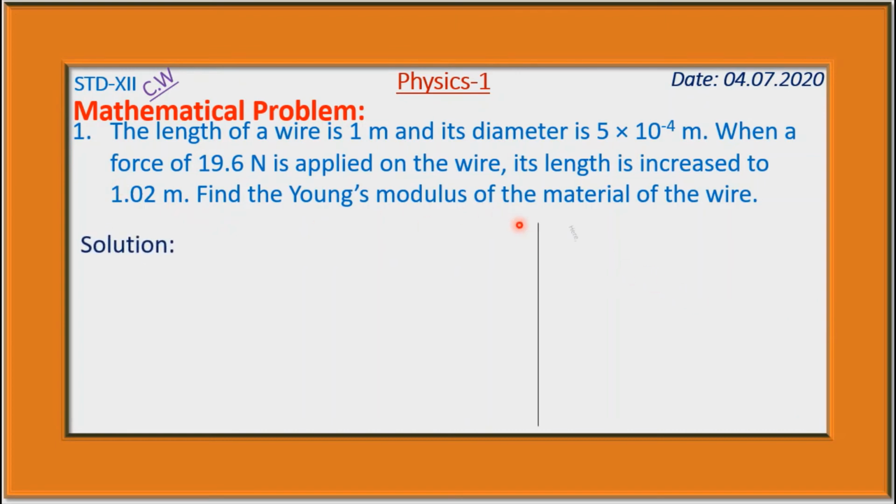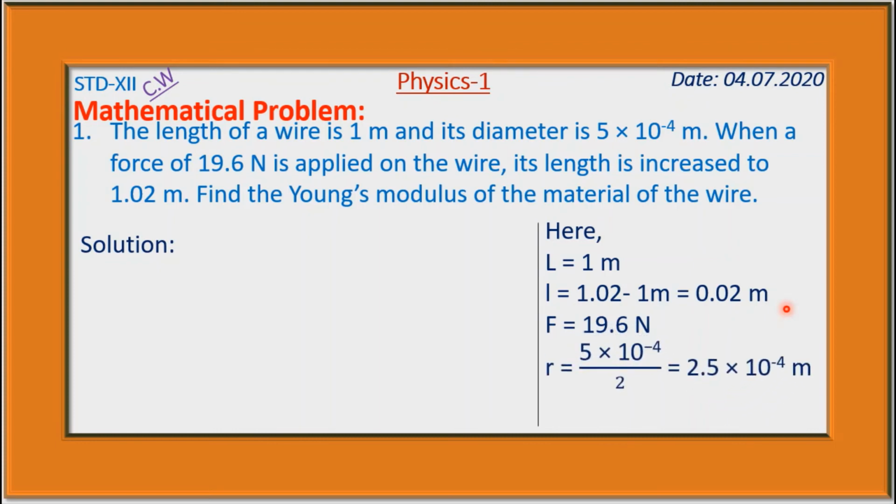Solution: here original or initial length L is equal to 1 meter and the increased length is 1.02 meter, so the increase in length is 1.02 minus 1, which is equal to 0.02 meter. The applied force F is equal to 19.6 Newton, and the diameter is given. If we divide the diameter by 2 we will get the radius. r is equal to 5 into 10 to the minus 4 divided by 2, which is equal to 2.5 into 10 to the minus 4 meter. And Y is equal to what?